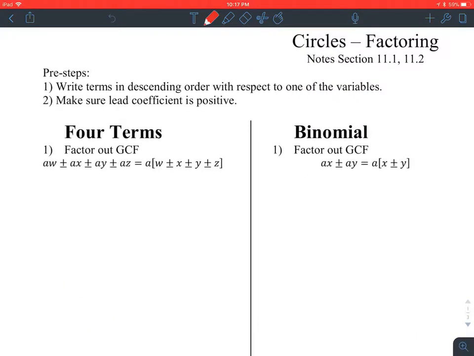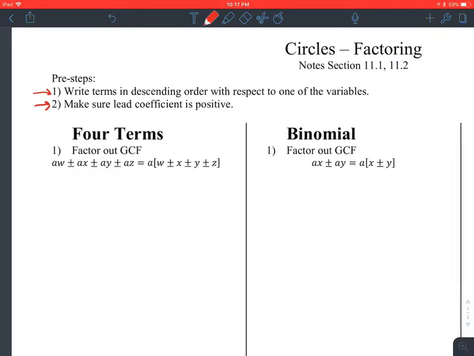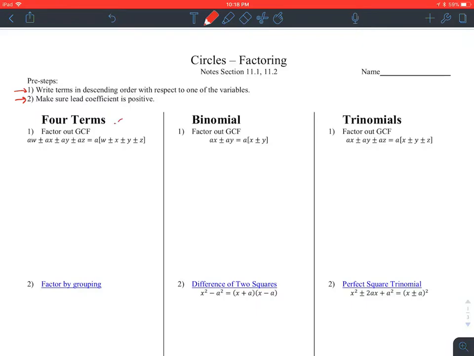When factoring a polynomial, there are some pre-steps you should always go through first. One, make sure you write the terms in descending order with respect to one of the variables. That means the exponents should go from bigger to smaller as you go left to right. Step 2, make sure the leading coefficient is positive. If it's not, you can still do the problem, but it's much easier if it's positive. Then the first real step, whether you have 4 terms, or 2 terms, or 3 terms, is to factor out the GCF. Now I'm assuming that you know those things, so I'm not going to focus on those.